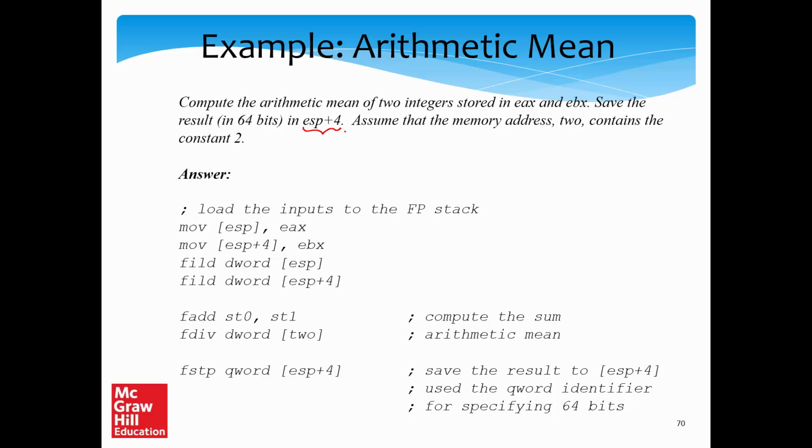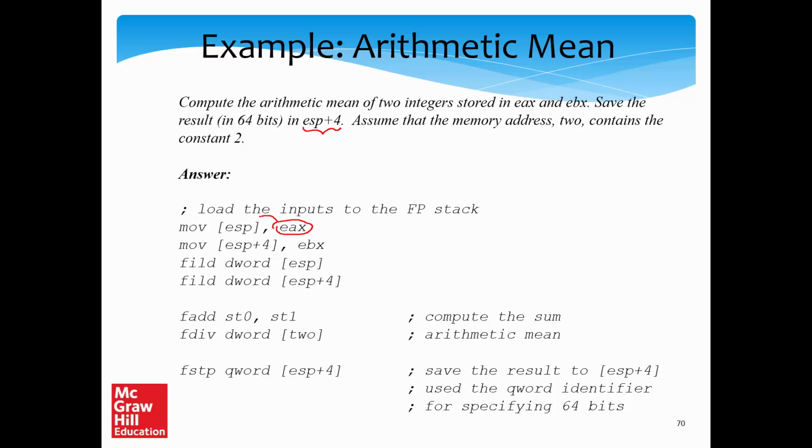Let's assume that the memory address 2 contains the constant 2. So basically loading values into floating point registers is complicated, loading constants particularly. So they need to be saved in some memory location, and the contents of that memory location need to be transferred to the floating point stack. So let's do one thing. Let's first start by loading the inputs to the floating point stack. Since EAX and EBX contain the two integers, we need to transfer them to memory first because direct communication between integer and floating point registers is not there. So let's transfer them to memory.